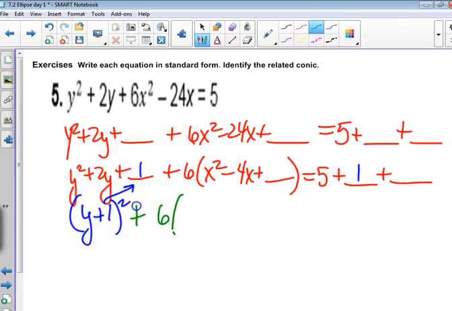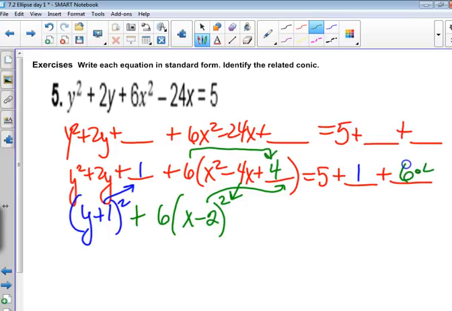Okay, bring down the 6. Square half of minus 4 is minus 2. Squared is 4. Now, when you go to write it on the other side for your notes, guys, why don't you write 6 times 4? Yeah. So that you know where that number came from, okay? It was 6 times 4 over here, so it's 6 times 4 on this side. Now, go ahead and add it. 6 times 4 is 24, 25, and 5 is 30.